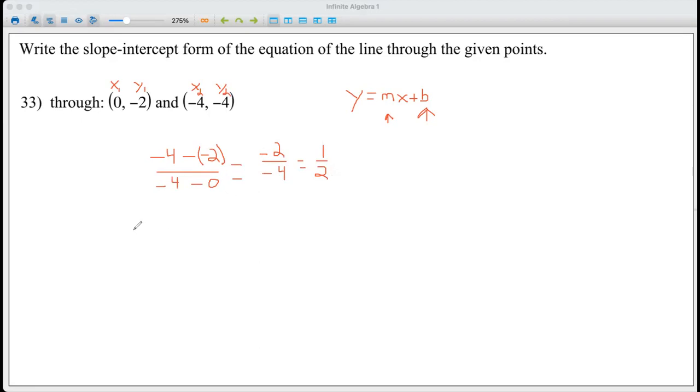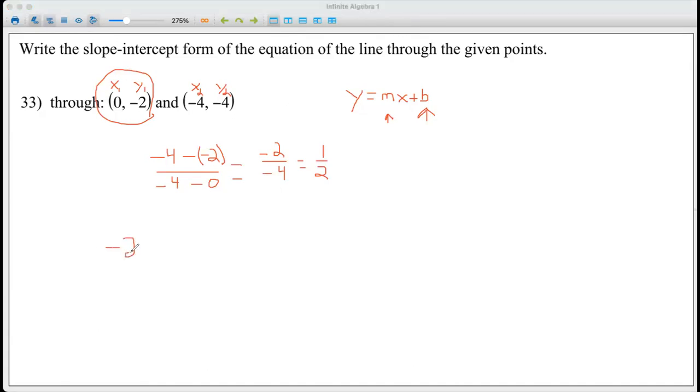Now to find the y-intercept, we pick a point. I'm going to pick the easy point, this one right here, because something's a 0. So I'm going to pick that point and throw it into y equals mx plus b. So y is -2.